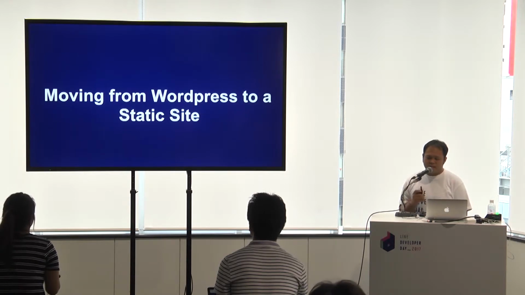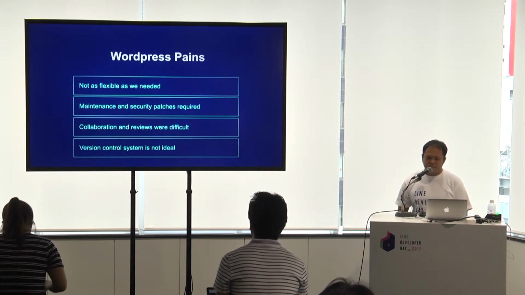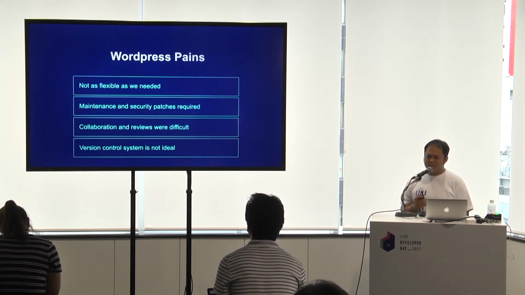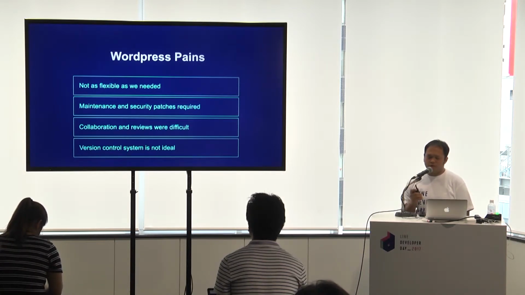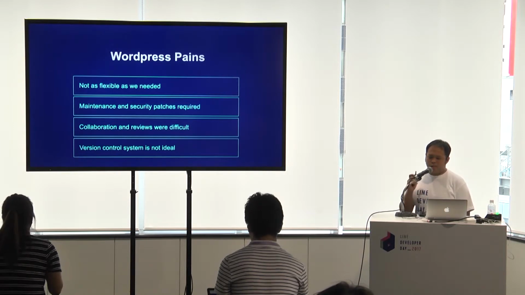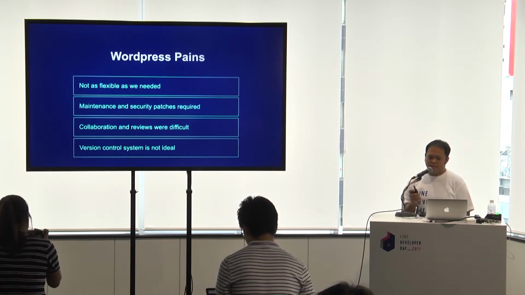So I'm going to talk about now how we moved from using WordPress for our docs to using a static site generator. Our first solution was using WordPress, and it was a valid solution, but not exactly ideal. And this is because it wasn't as flexible as we needed it to be. We have several layouts for our documentation, and we didn't want to be forced to shoving it all into a single WordPress theme. Next is that WordPress is an app, and that means that maintenance and security patches are required.